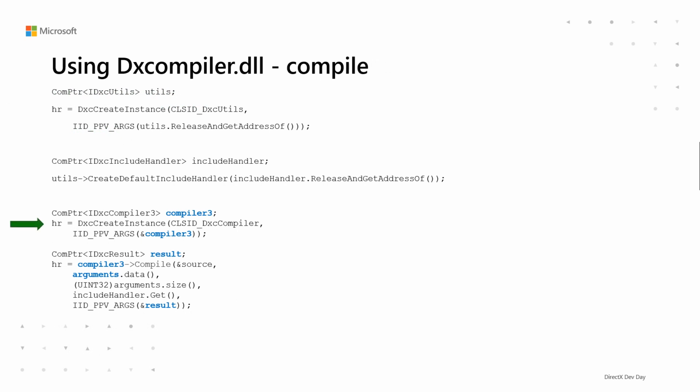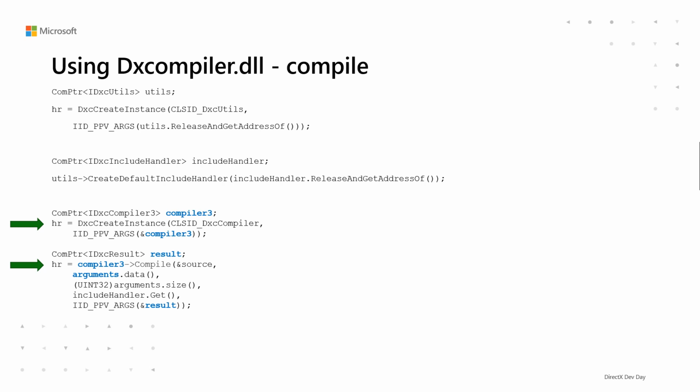So the next thing we're doing here is creating an instance of the compiler. And then shortly after that, we call compile. We're taking this array of strings as our flags to the compiler, and we're going to compile the source, some text file that I'm compiling. And we have an include handler here.